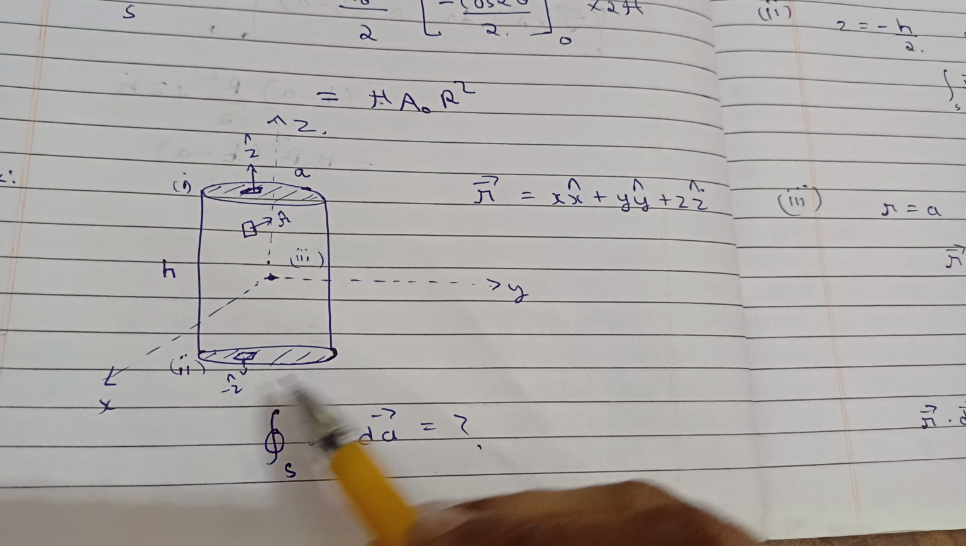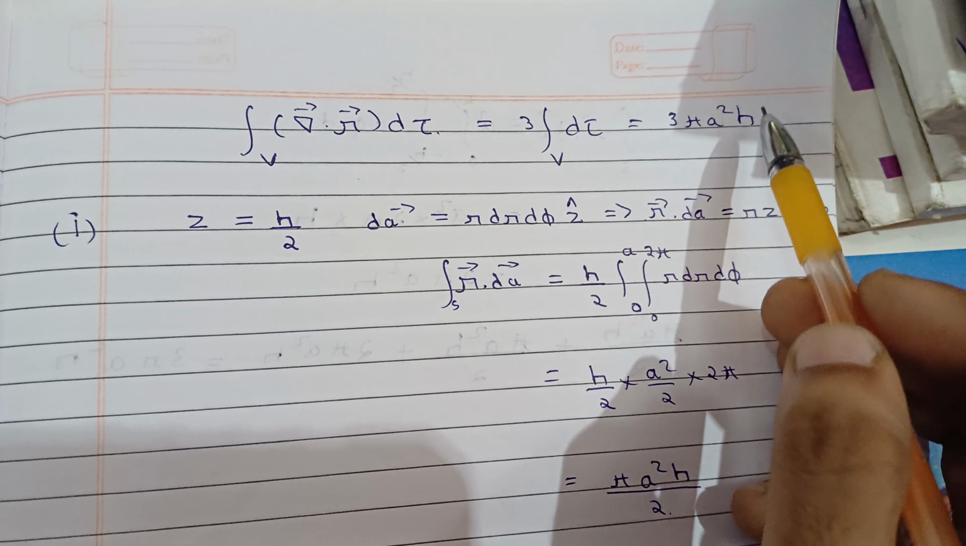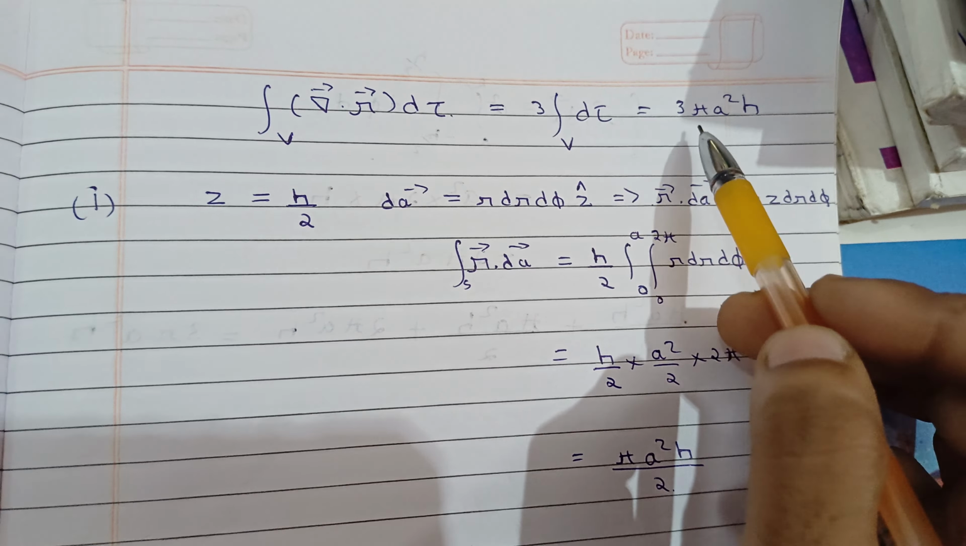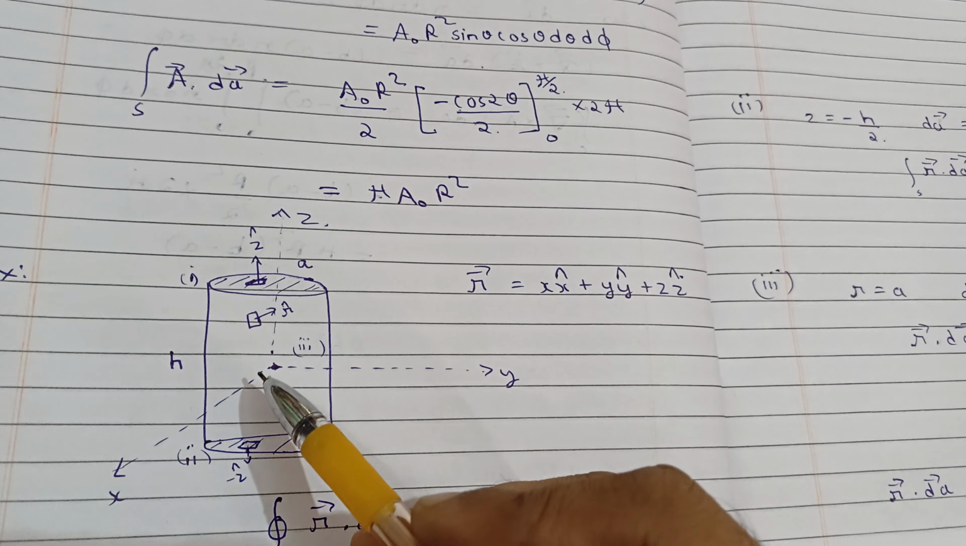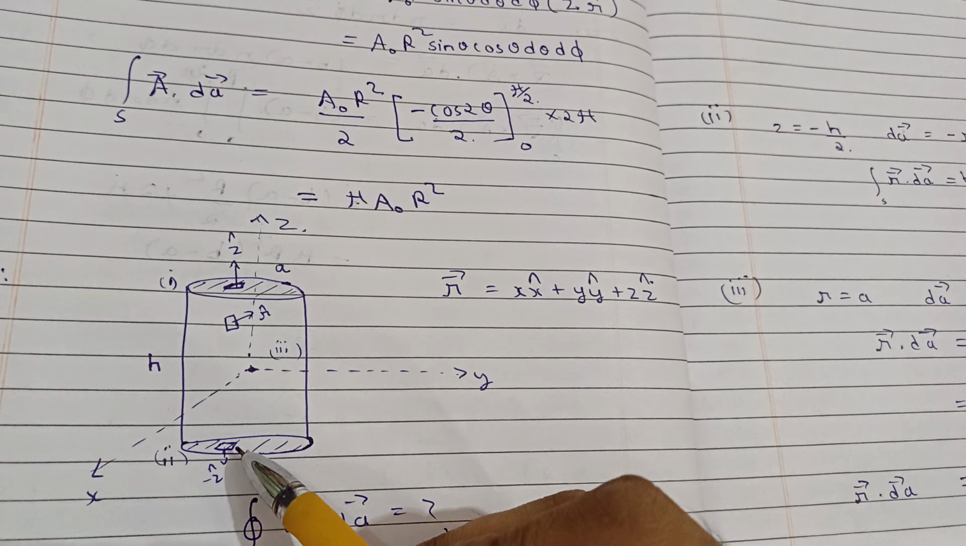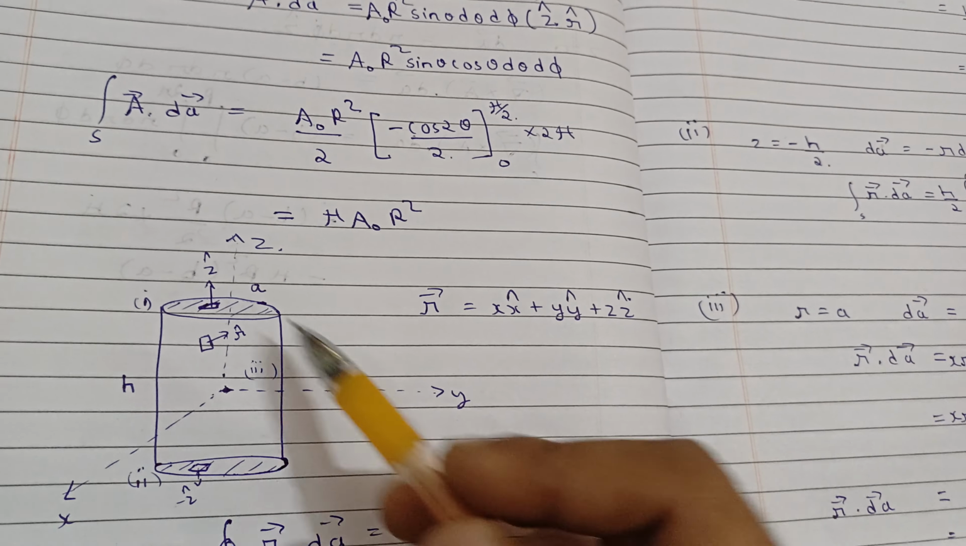So if you need to find this, you can just directly write it, and it will be 3πa²h. So let's verify if this comes out equal to this or not. We will find it for each surface. This height is h/2, this height is h/2. Let's find it for the first surface first. This is the first surface, this is the second, and this curved surface is the third.